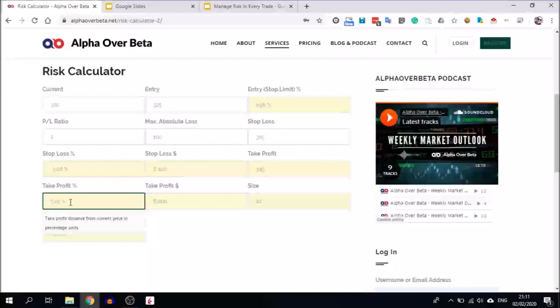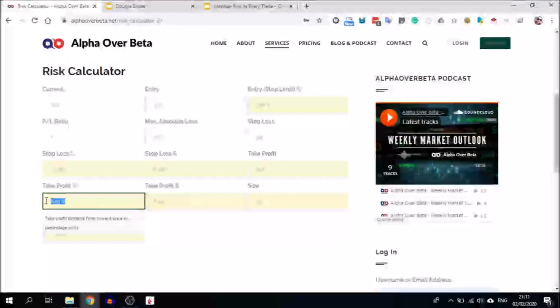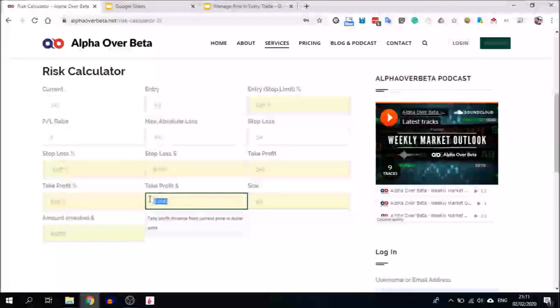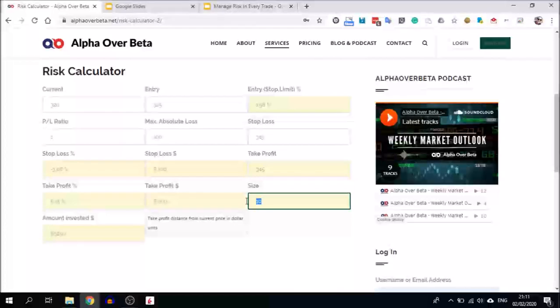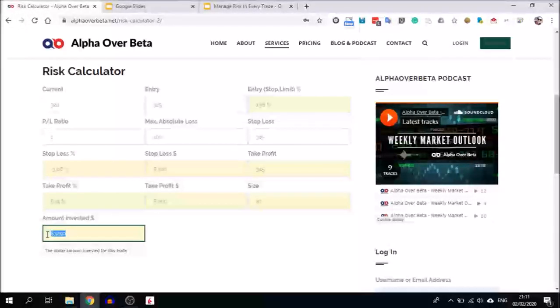The take profit distance from the entry price would be a gain of 6.15%, which would be in dollar terms $200. The size of the calculation would be 10. If you remember, that's what we saw in the presentation. And the amount invested is 3,250.